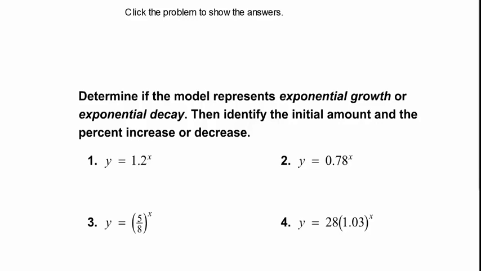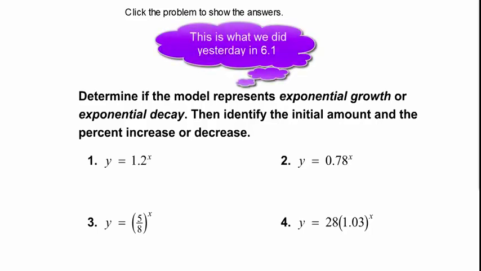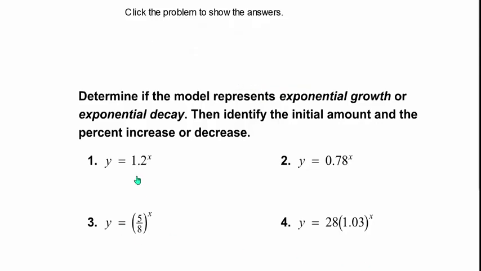So in exponential growth and decay, we have a specific way that we look to decide if it's growth or decay. If we take a look at these, we should be able to tell. So in this first problem, because it is larger than 1, it is growth. It is larger than 1 by how much? 0.2 or 20%, so it is a 20% increase. The initial amount would be any number that is not taken to the exponent, so in this case the initial amount is 1.